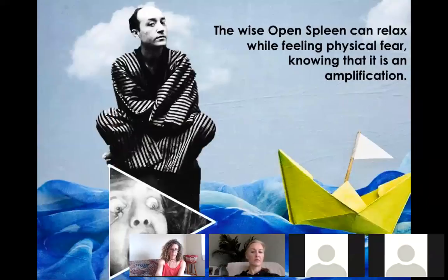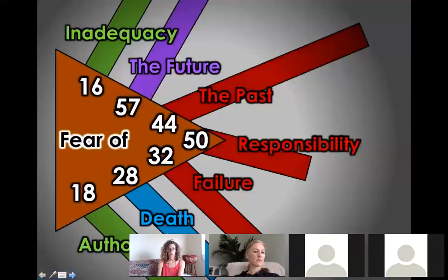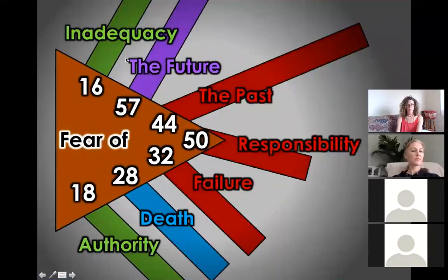I just wanted to show you briefly the different fears that are coming out of this center. These are the different fears that people with an undefined spleen are going to have to face and understand, so that they're not making their decision based on these fears, but rather on their strategy and authority. So fear of inadequacy: I'm not skilled enough, I'm not going to be good enough. Fear of the future, fear of the past, like, oh no, that happened. Fear of responsibility: if I do this, I'm going to have too much responsibility. Fear of failure: if I do this, I'm going to fail. Fear of death: if I do this, I'm going to die. Fear of authority: if I do this, then so-and-so is going to tell me I shouldn't do it.